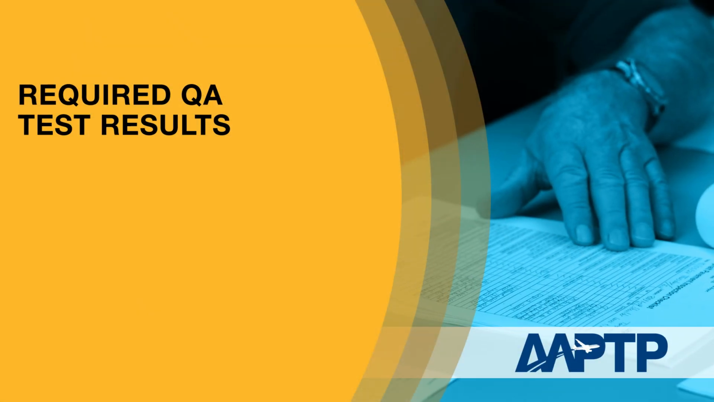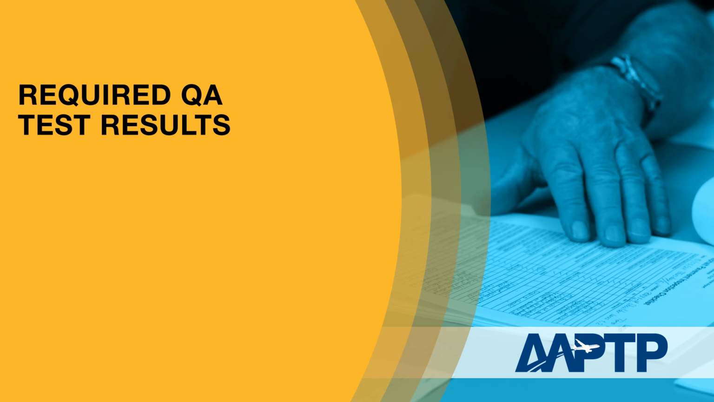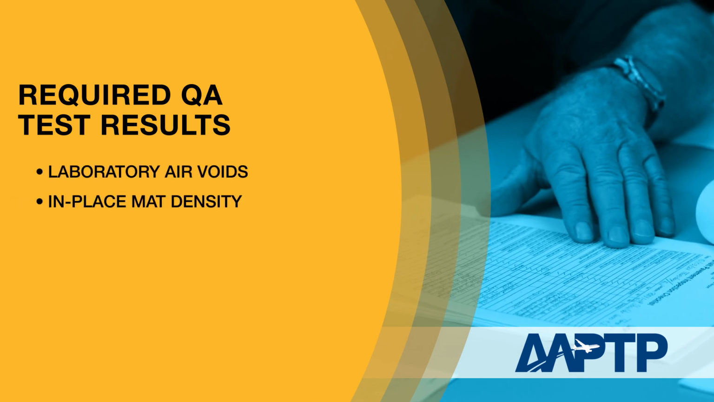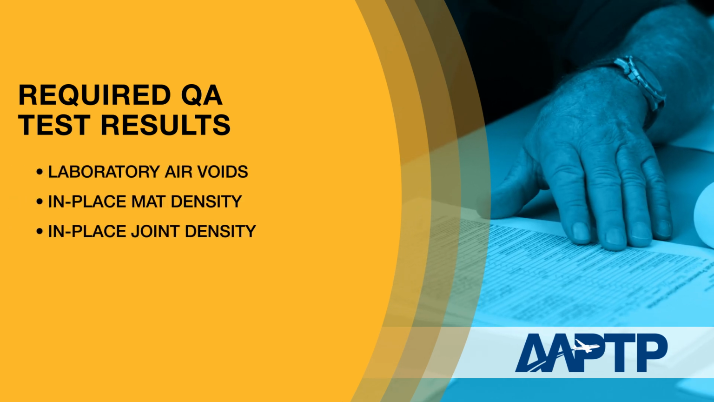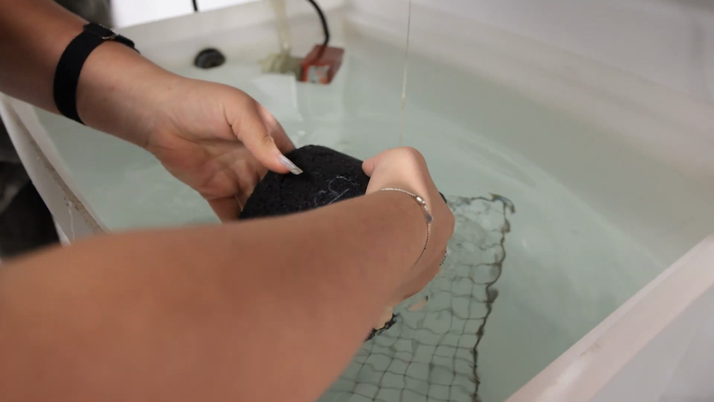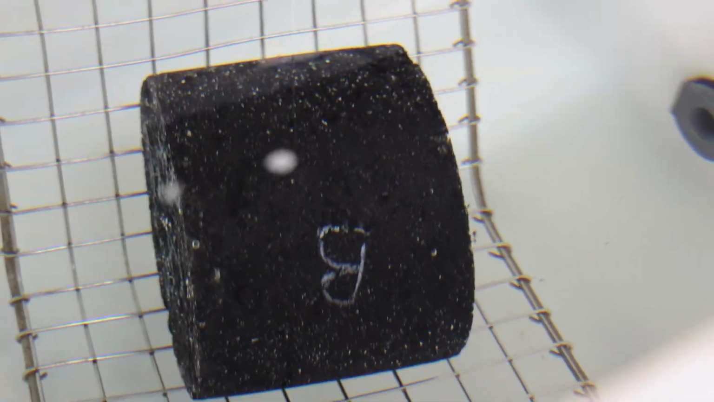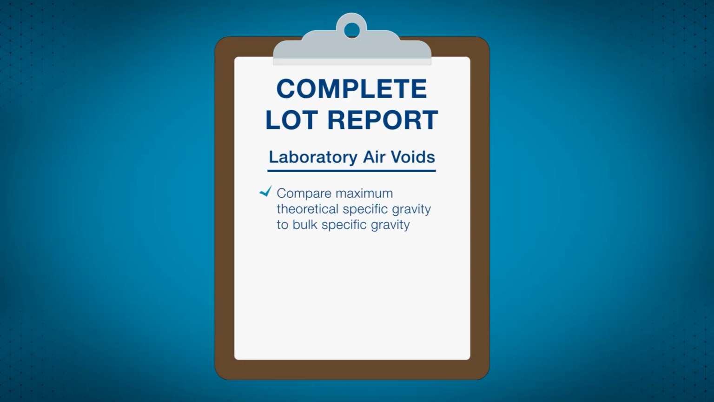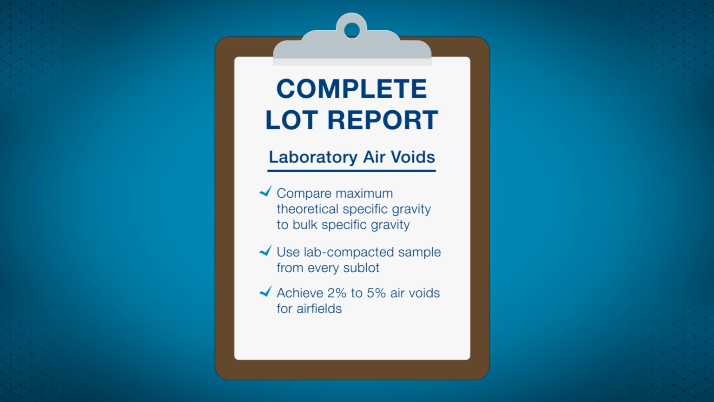Quality assurance test results and measurements to include in the complete lot report are laboratory air voids, in-place mat density, in-place joint density, smoothness, and grade measurements. Laboratory air voids are the air spaces within a compacted asphalt sample. Compare the maximum theoretical specific gravity to the bulk specific gravity of a lab compacted sample for every sublot. Airfield specs require laboratory air voids to be between 2 and 5%. The percent within limits or PWL method is used to evaluate the test results.